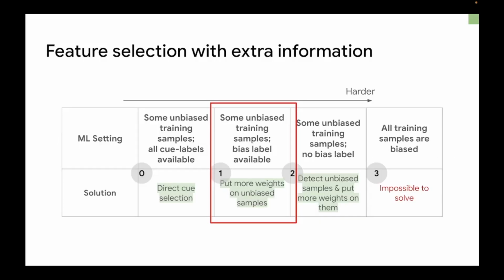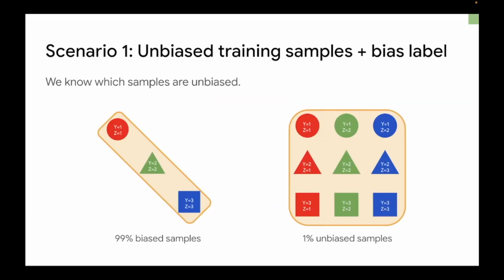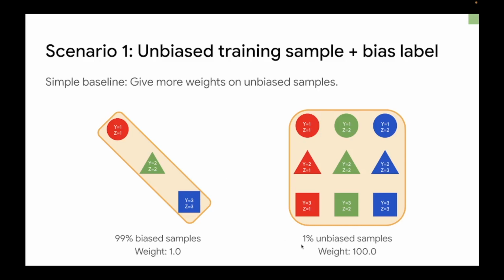With that, let's move on to the second scenario, level 1, where we have some unbiased training samples, as well as some bias labels available. So here the solution in a nutshell is you put more weight on unbiased samples, right? If there's a bias label, then you know right away what is an unbiased sample, right? If the y and z are not equal. So since we have a very small amount of unbiased samples, what we can do is to increase the weight for these samples during the training. In practice, that means you're going to put a factor multiplied to the loss value for every sample, and that's going to be based on whether y and z are equal to each other.